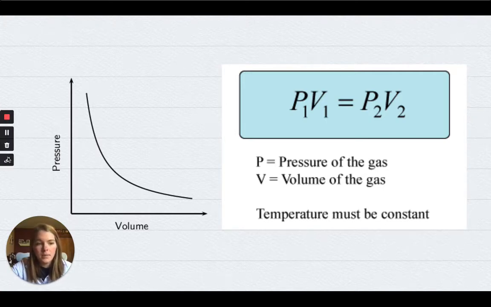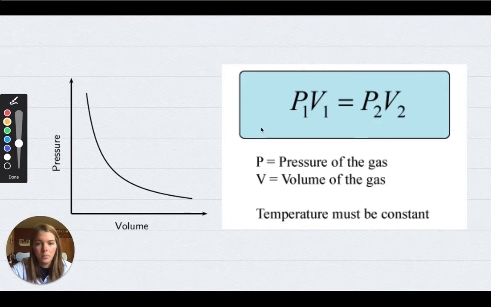So in this equation, we have a couple variables. We have P1 and P2. The P's represent your pressure, and the numbers represent our initial and final. So our pressure 1 is our starting pressure. Our pressure 2 is our ending pressure. And as you can probably guess, the V's represent volume, and it works the same as pressure. So V1 is our initial volume, our starting volume, and V2 is our final volume.